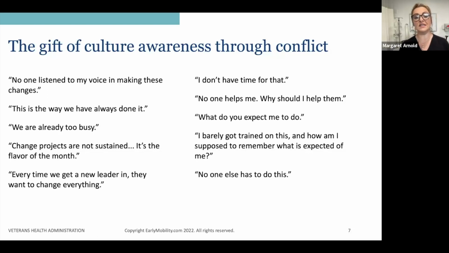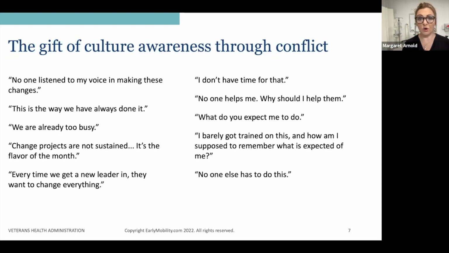Every time we get a new leader in, they want to change everything. What's wrong with the way we have things now? Things are working. This goes back to not being listened to. I don't have time for that. No one helps me. Why should I help them? All of these things tell you, slightly differently or in different ways, what you can do as the leader to help overcome them. No one helps me. Why should I help them?